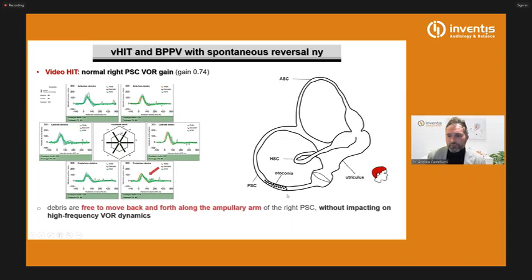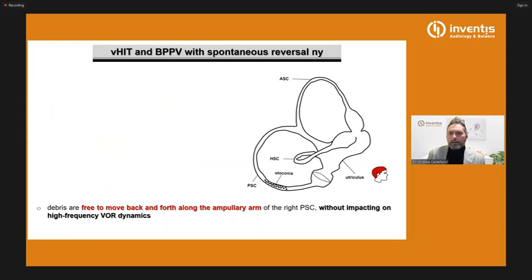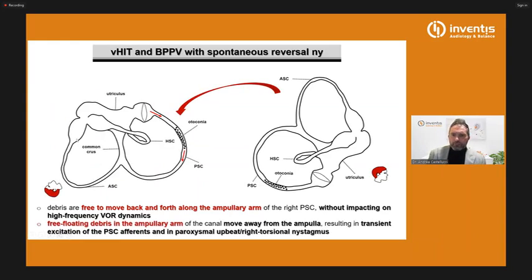In this case, we have otoconia that are free to move back and forth along the ampullary arm, so we do not have any impact on the high-frequency VOR dynamics of the affected canal. And when you bring the patient in the supine position, the free-floating debris in the ampullary arm of the canal move away from the ampulla, resulting in a transient excitation of the posterior canal afferents and in paroxysmal upbeat right torsional nystagmus. That is the typical nystagmus of the BPPV for the right posterior canal.